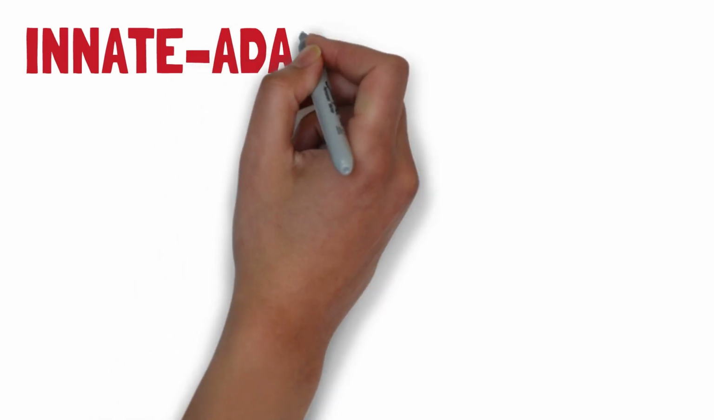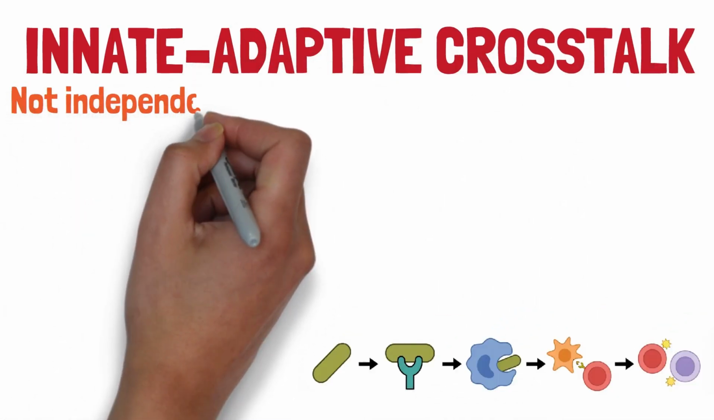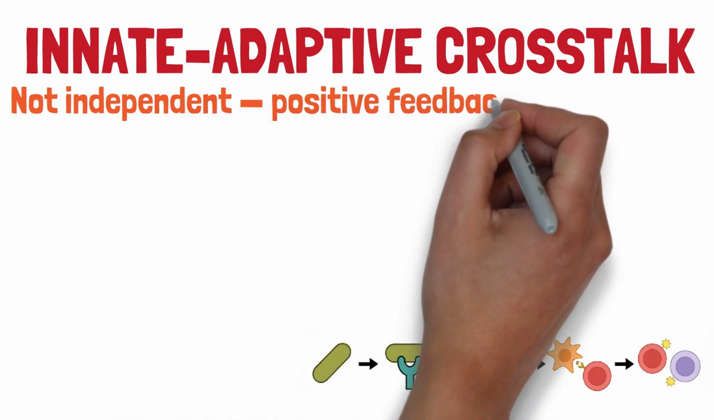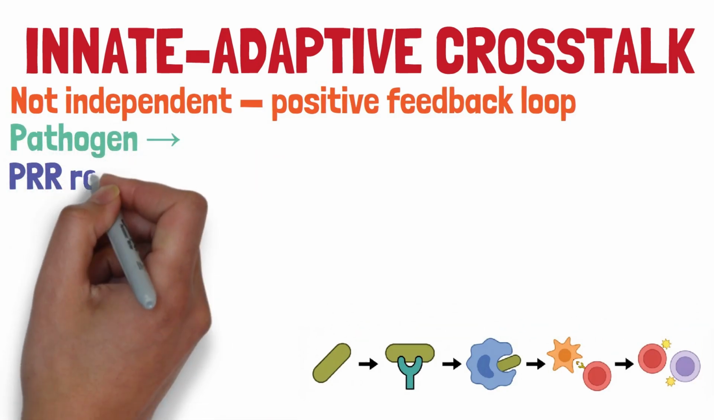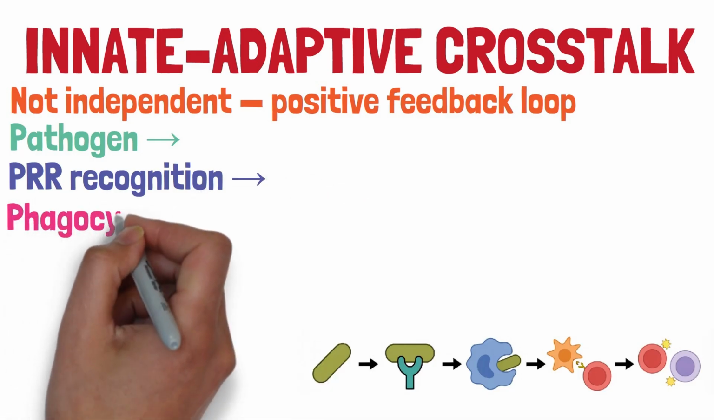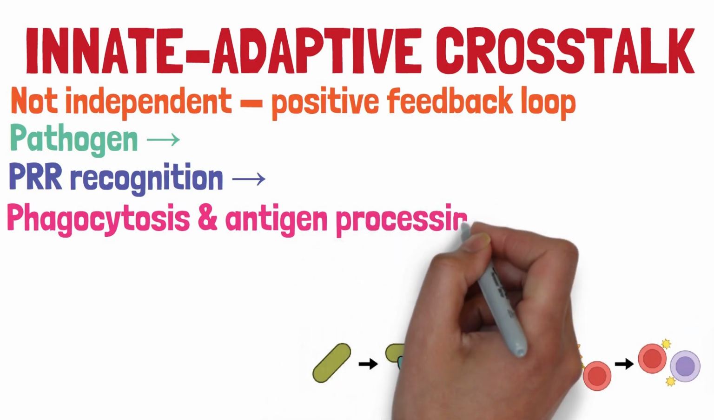So where does that leave us? These two arms aren't operating in isolation. They're locked in a positive feedback loop, and this pathway is exactly how that loop starts. It begins with a pathogen. That pathogen is recognized by a PRR. The cell that recognized it then phagocytoses the pathogen and processes its antigen.